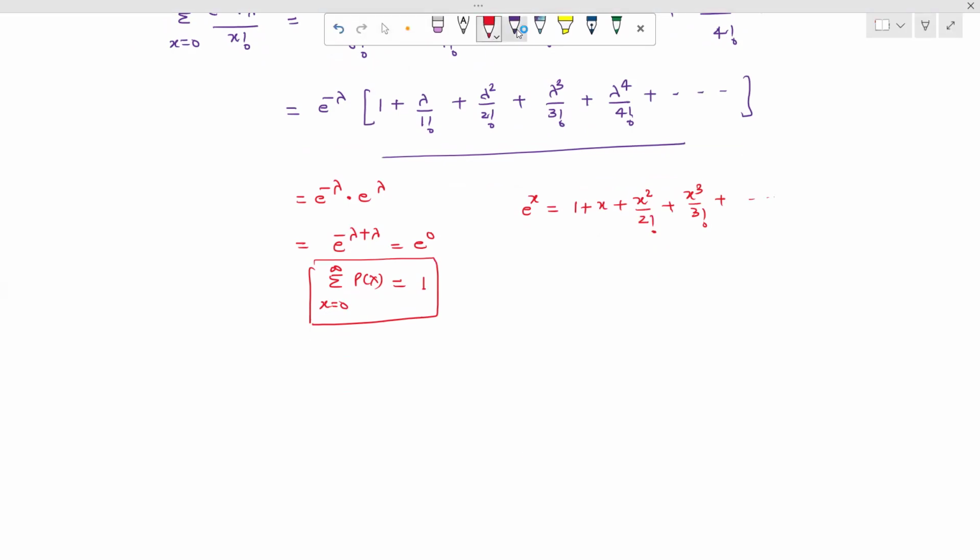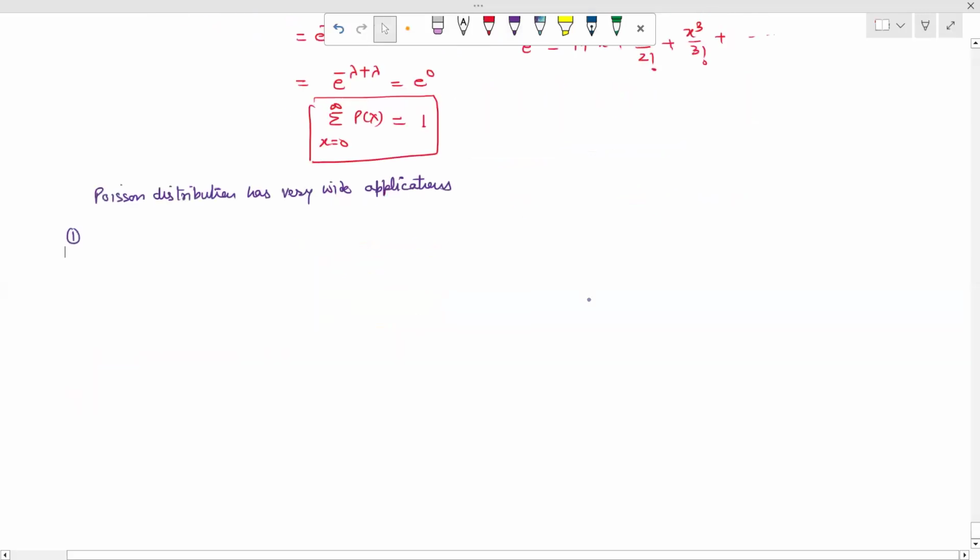Now, after understanding that the sum of all the probabilities is equal to 1, we look at the uses of the Poisson distribution, where we use it. The Poisson distribution has very wide applications, because it has very real-life uses. So we can obtain the behavior of the number of accidents on the road.